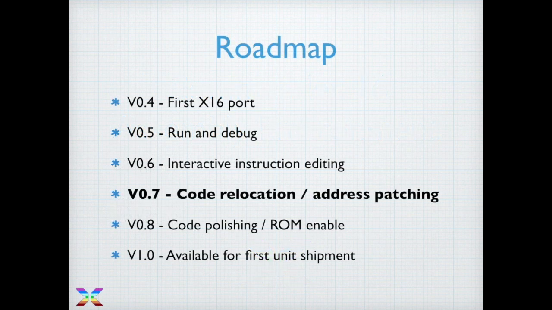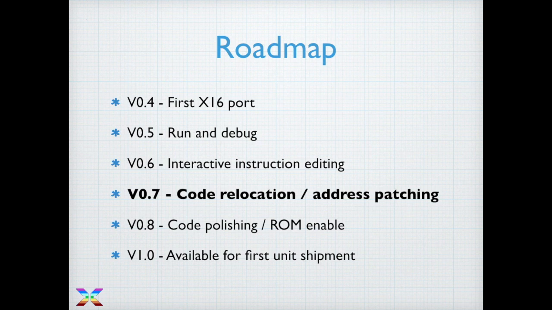Previously, I concentrated on interactive editing of instructions, the ability to enter and delete instructions. And that was all well and good, but in the process of editing instructions, embedded addresses and arguments to some of the instructions would become invalid. And that's what this release is going to fix. It's a problem I call code relocation. And effectively, we're patching addresses inside of the live code so that it's still valid and will still work.